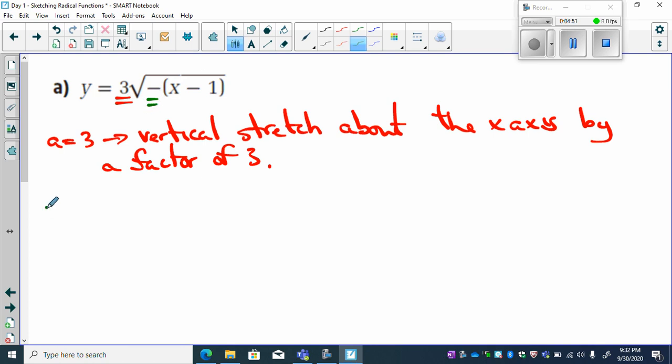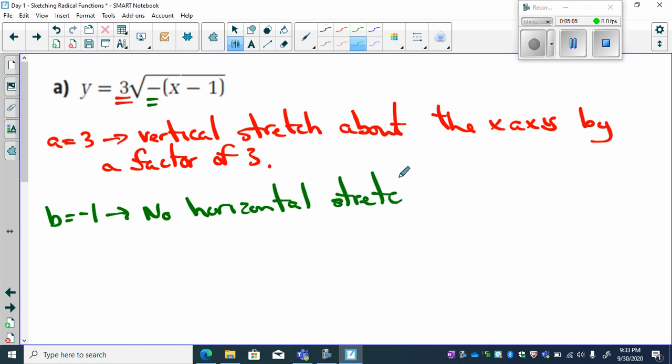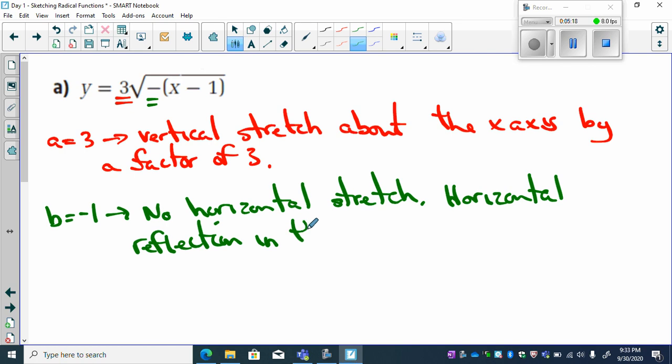My b value is a -1. That means there's no horizontal stretch. I don't even need to say this. And I would say there is horizontal reflection. And remember, that is in the y-axis. The line of reflection would be the y-axis.